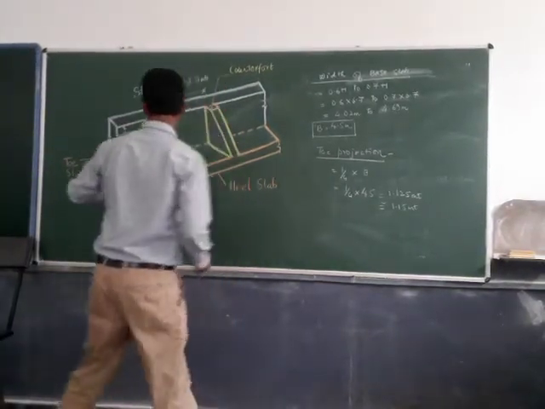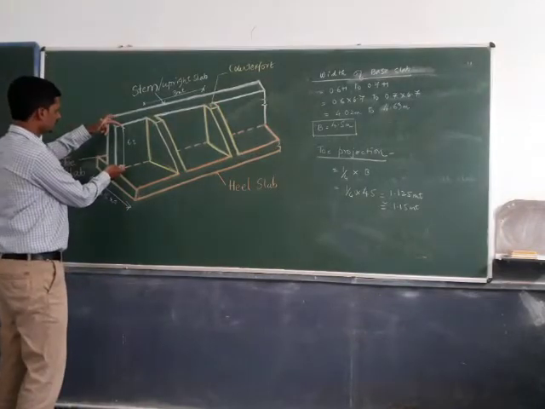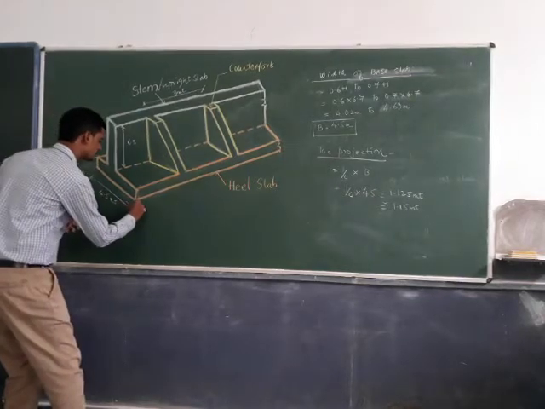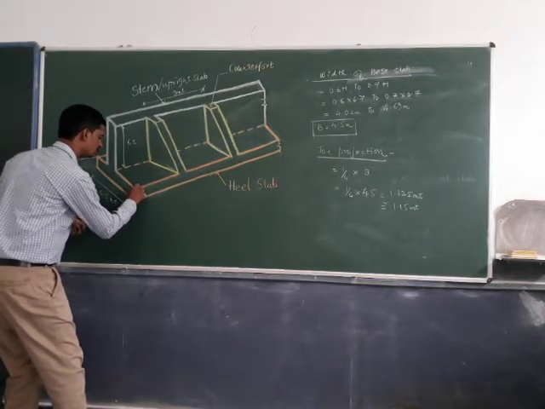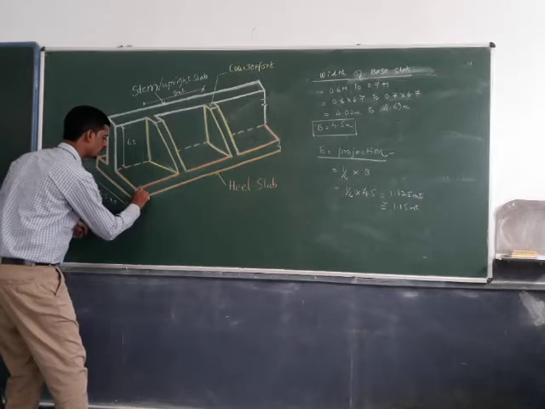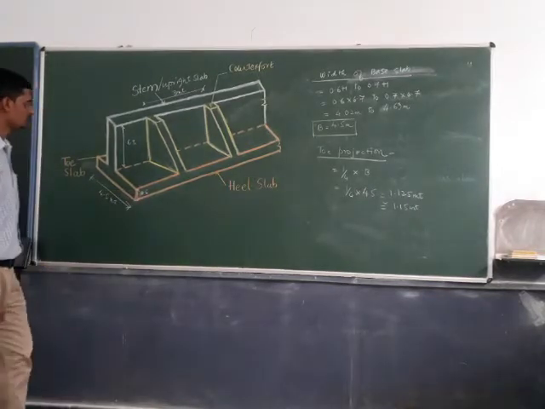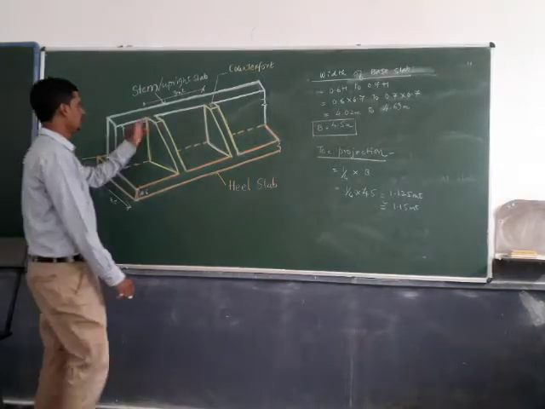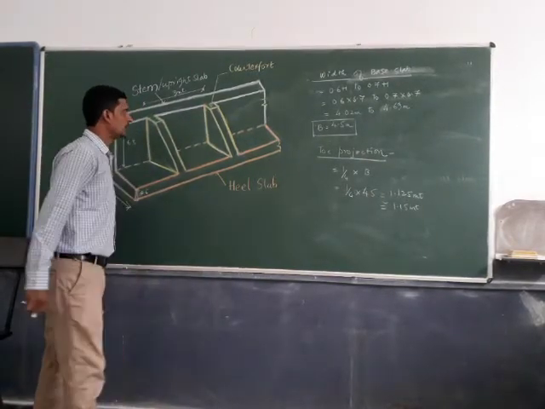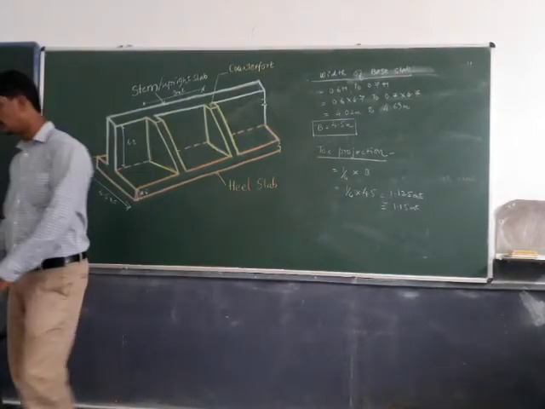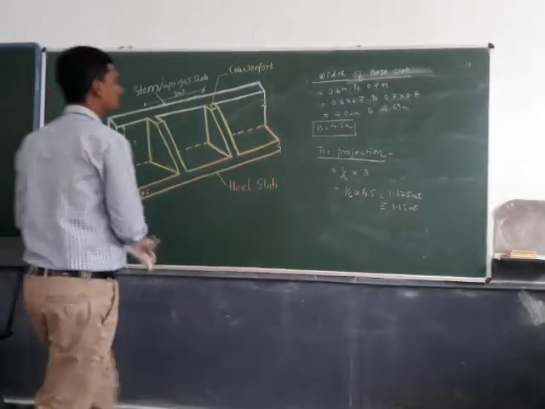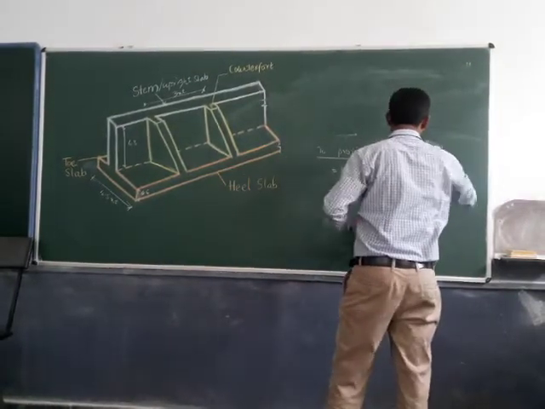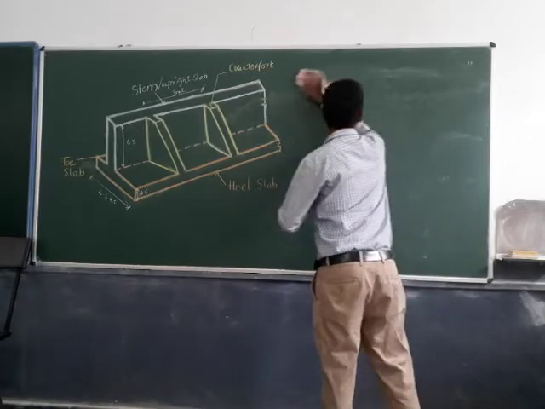So we got the total height as 6.3, the thickness of base slab as 0.4, the width of base slab as 4.5, and the center to center distance between the counterforts as 3 meters. Now after fixing the dimensions, we move on to the design part.